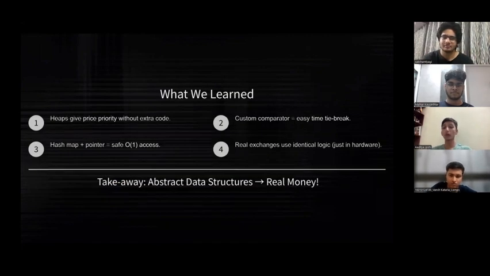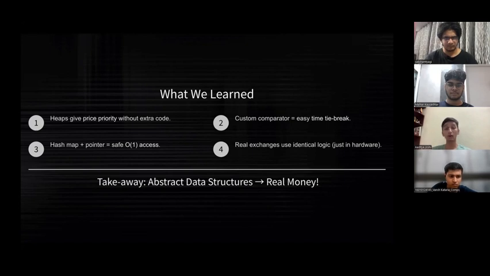Okay, so what we learned: first, heaps give price priority without extra code. It's built into the structure. Second, custom comparators make time tie-breaking trivial. Third, hash maps plus pointers give us safe, constant time complexity access. The O(1) access is what it gives. And here's the incredible part: real exchanges like the Nasdaq use exactly identical logic. It's just implemented in an FPGA chip at the hardware level for microsecond speed. Abstract data types from our textbook literally move trillions of dollars every day.